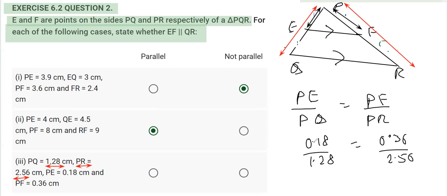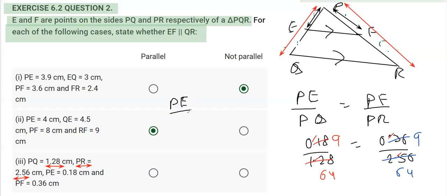As they have equal decimal places, you can remove the decimals and reduce. It is divisible by 2: this is 9 times 2 and this is 64 times 2. For the other side, it's divisible by 4: 4 times 9 and 4 times 64. Yes, this time also you find that the ratios are equal.